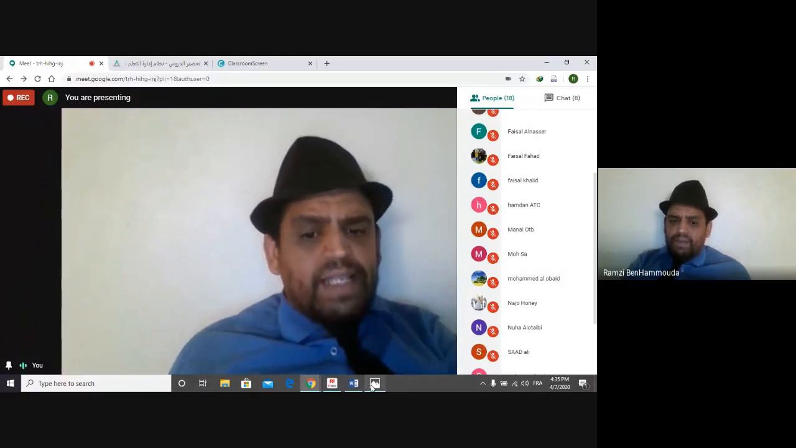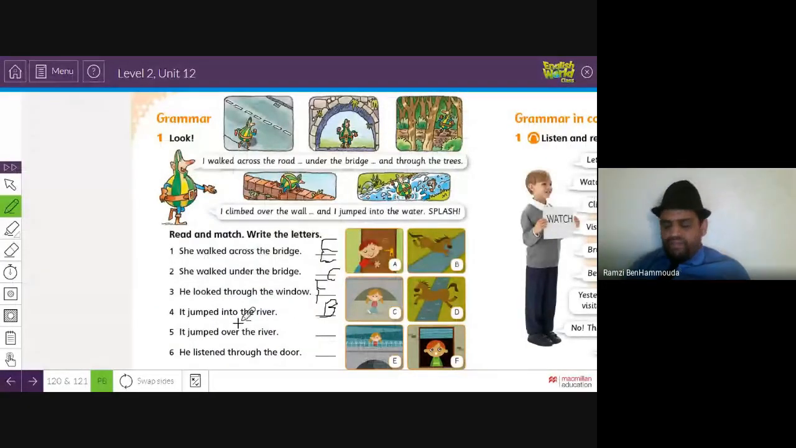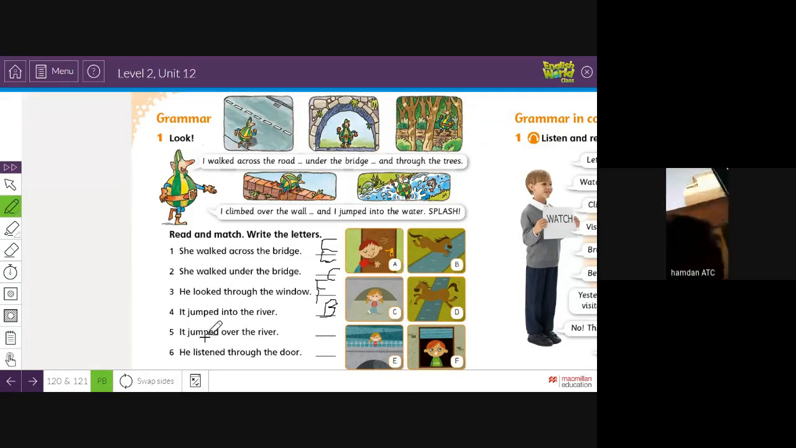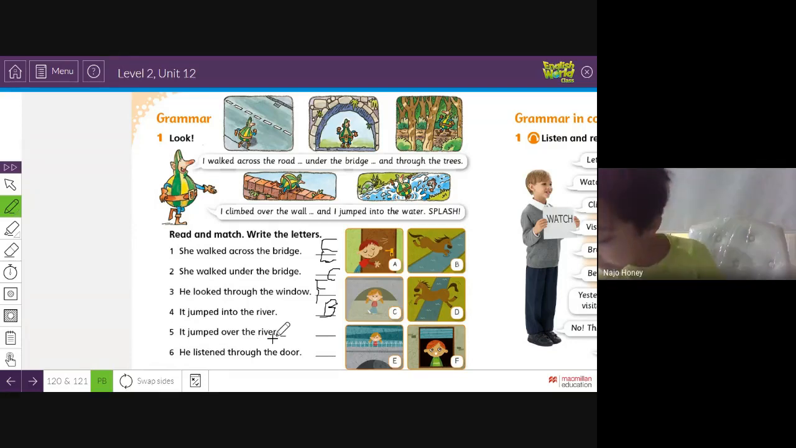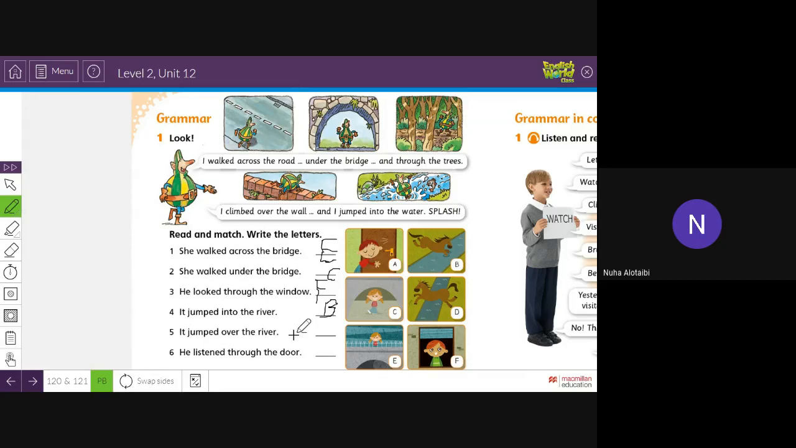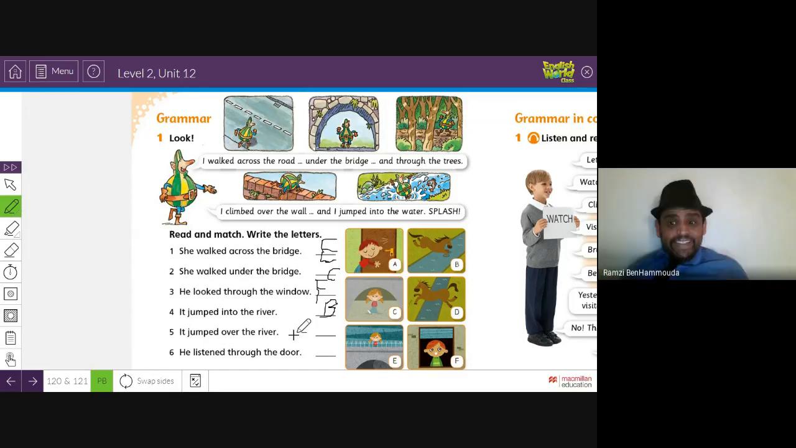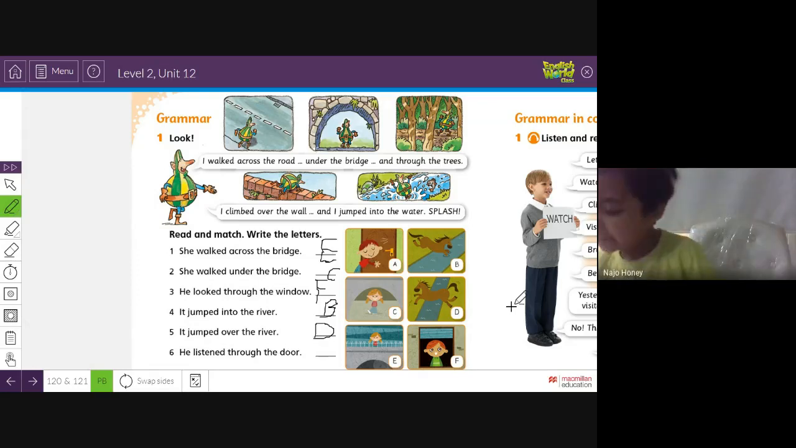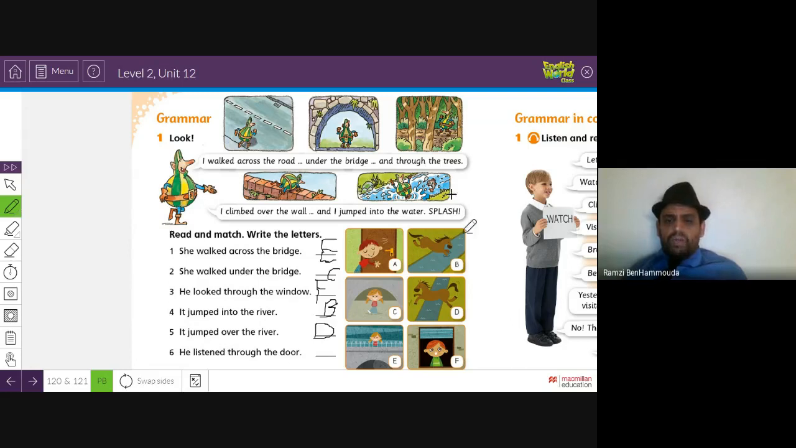Abdul Aziz, number five. It jumped over the river. Which picture? D. Over the river. It means it will not touch the water. It's going to be over. Okay, thank you.